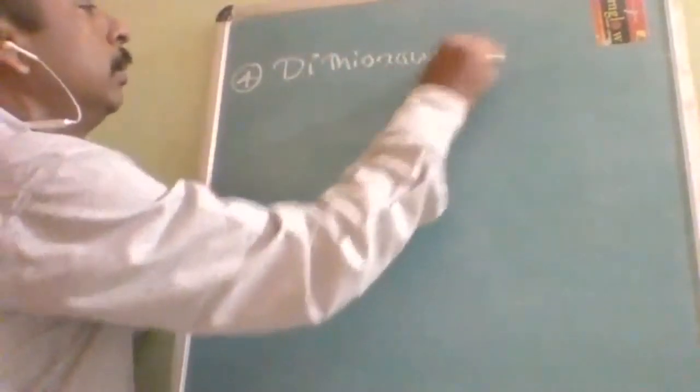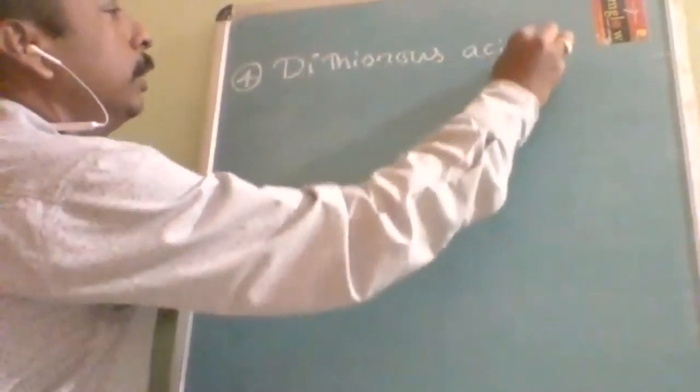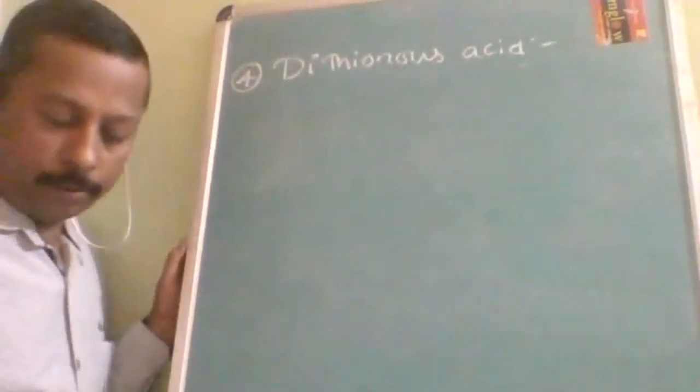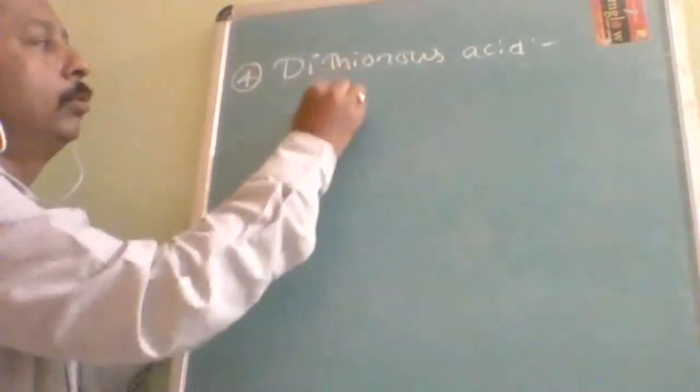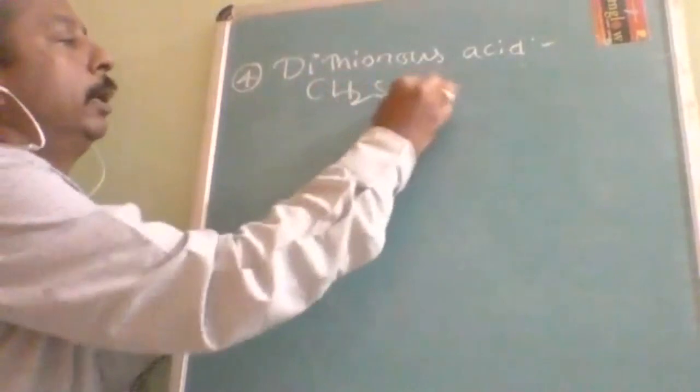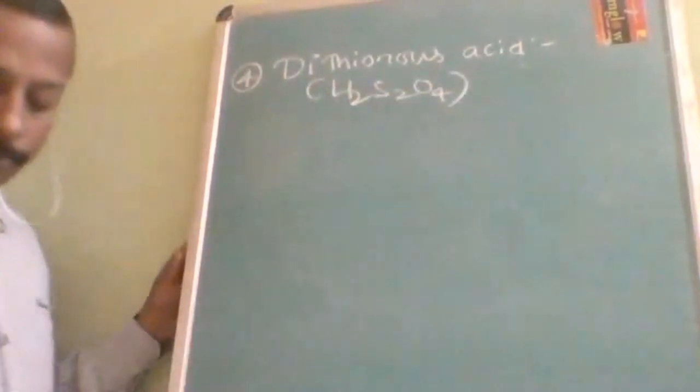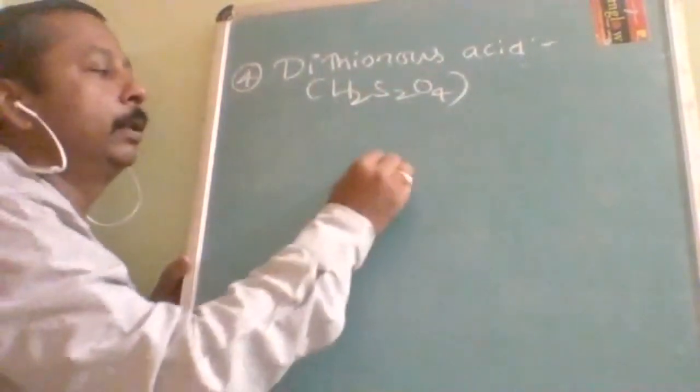Dithionous acid. Okay. So dithionous acid is H2S2O4. The formula is H2S2O4. Okay. So it is very simple.